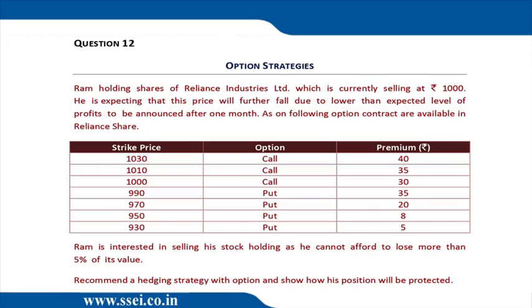So if he does that, he cannot lose more than 942. That means the minimum price he will realize is 942. That is 950 minus 8 is 942, because if the stock price falls below 950, the put will be exercised. He has the right to sell at 950, but he already paid 8. So the minimum price he will realize is 942, and he can realize the upside, 1000, 1200, 1500, whatever. Recommend a hedging strategy, protective put, and show how the position will be protected. So that's what you have to show.